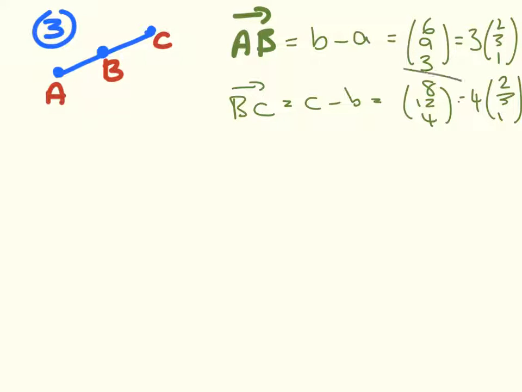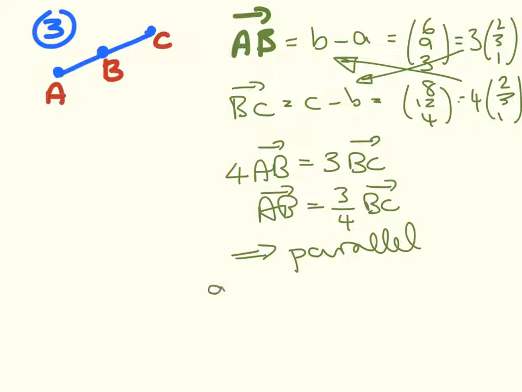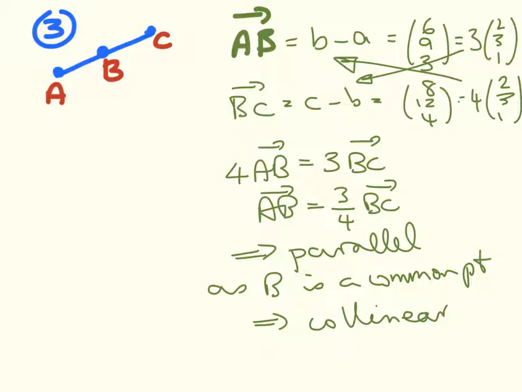Now moving the 4 over here and the 3 over here gives us that 4 a to b is the same as 3 b to c, or a to b is equal to 3/4 b to c. That tells us that they're parallel, and as b is a common point, that tells us that they're collinear with the ratio 3 to 4.